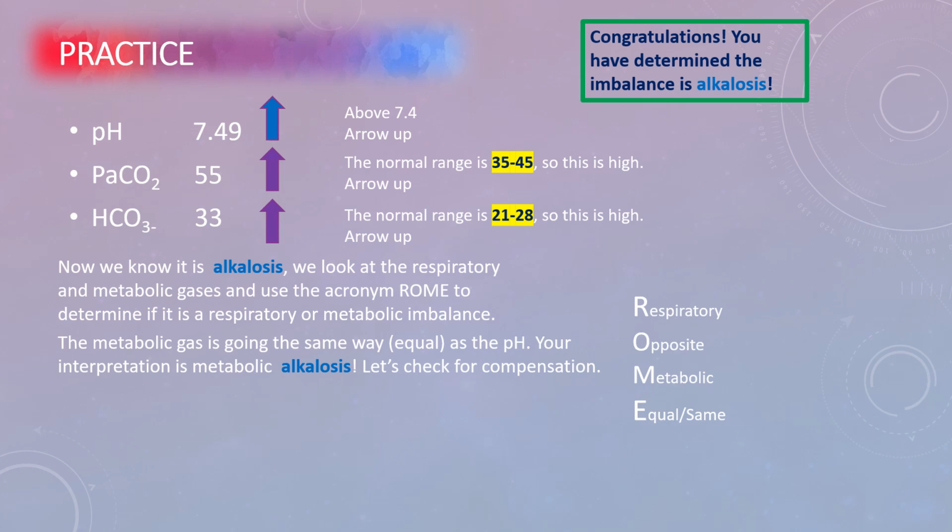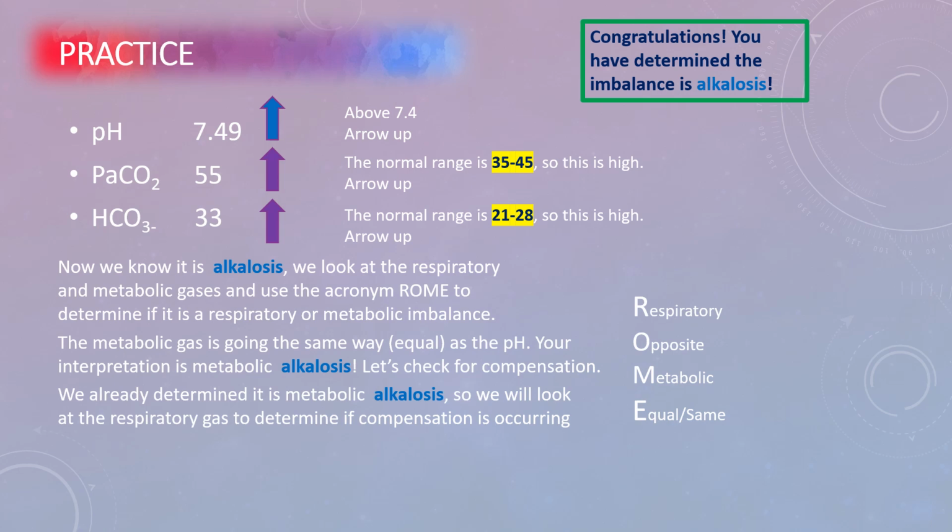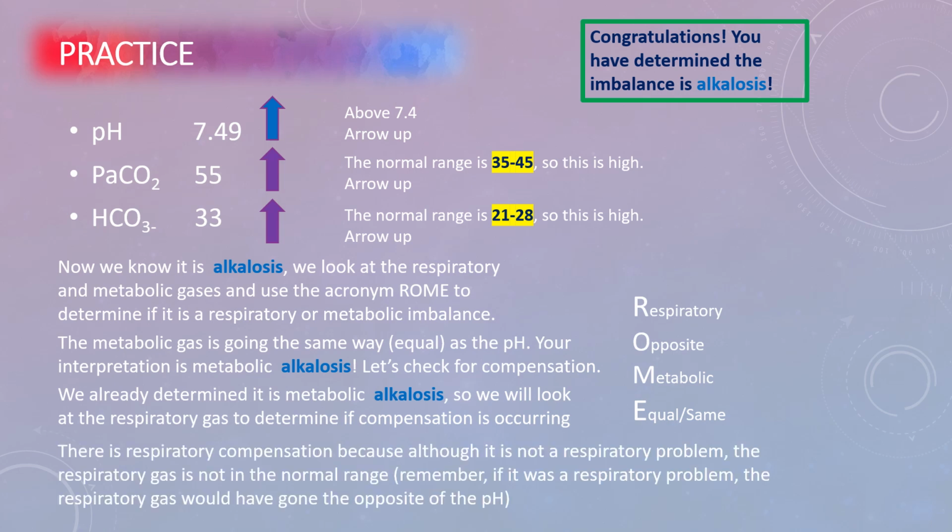Now let's check for compensation. We've already determined it's metabolic alkalosis, so we'll look at the respiratory gas to determine if compensation is occurring. There is respiratory compensation because although it is not a respiratory problem, the respiratory gas is not in the normal range. Remember, if it was a respiratory problem, the respiratory gas would have gone opposite the pH.